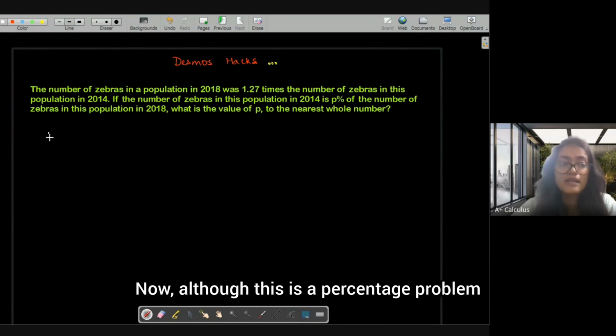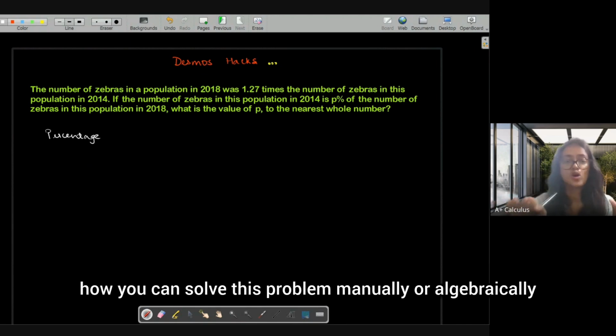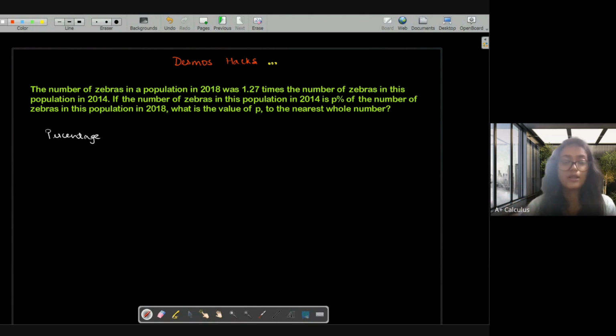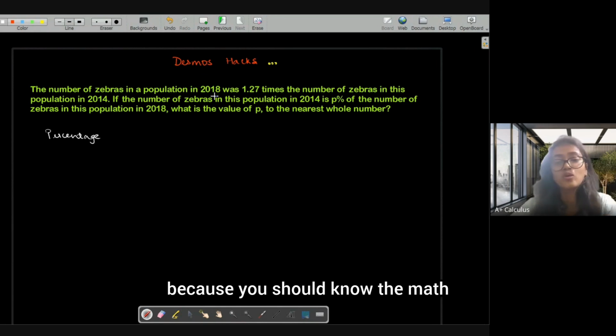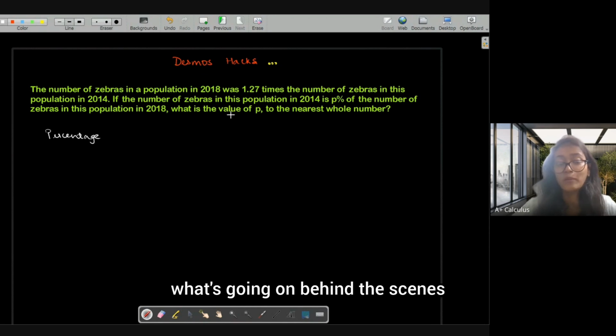Now, although this is a percentage problem, we can solve it on DESMOS. So first we will see how you can solve this problem manually or algebraically, because you should know the math and the algebra behind every problem. Even though you can solve it on DESMOS, you should know what's going on behind the scenes.